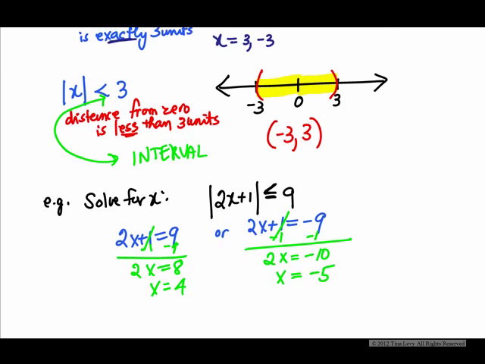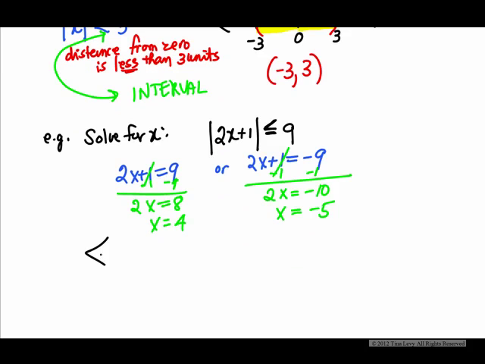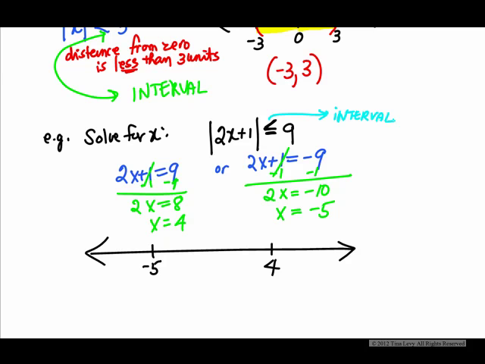I'm now going to put my number line, and I'm going to put the two values where the absolute value would equal 9. I'm going to put them on the number line in the correct order. So coming from the left, the first value is negative 5, the next is 4. Because I have a less than here, I automatically know that I have an interval. And it's going to be the interval between those two x values.